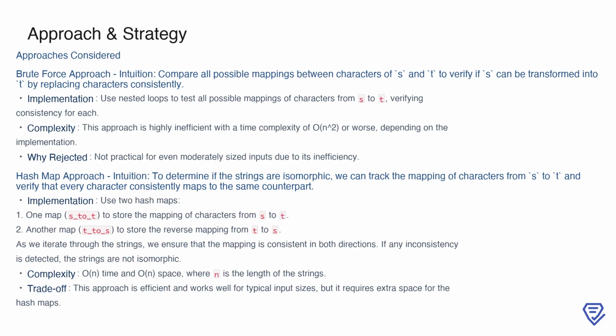Another approach is the hash map approach, which is both more efficient and intuitive. Here, we use two hash maps, one to track how characters in S map to characters in T, and another to track the reverse mapping from T to S. As we iterate through the strings, the key is to ensure that the mappings remain consistent in both directions. If we detect any inconsistency, we know the strings are not isomorphic. This approach has a time complexity of n, and uses n space for the hash maps. While it requires additional space, it is efficient for typical input sizes and avoids the inefficiency of brute force.